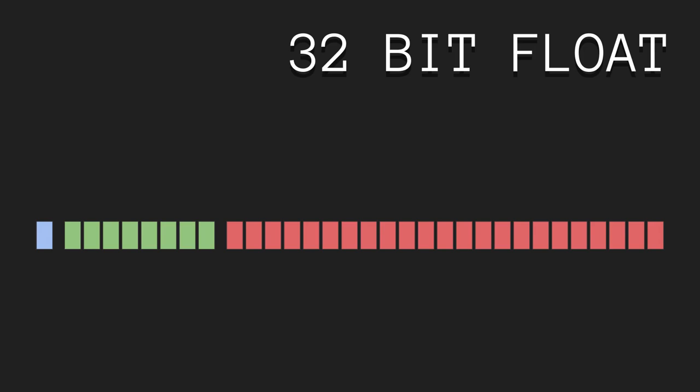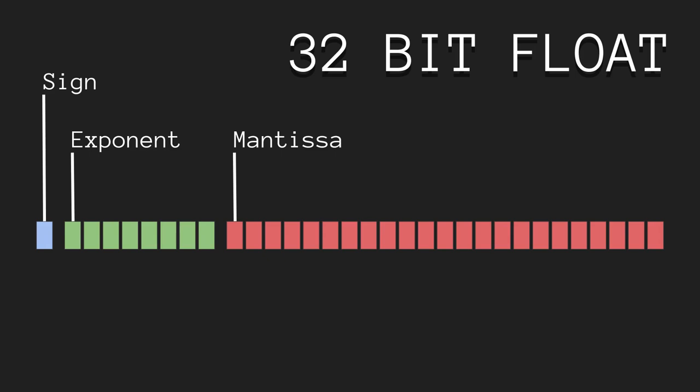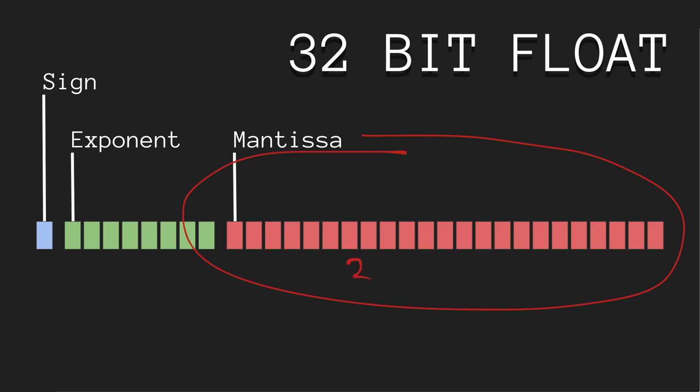A 32-bit float consists of a sign bit, 8 bits of exponent, and 23 bits of mantissa, or in other words, the fractional part. The problem is with the mantissa, or the fractional component. There's only 23 bits of precision there, which in general means that you get roughly 6 to 7 digits of numerical precision. Let's run through some quick examples.